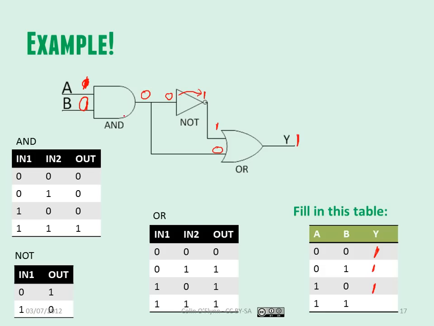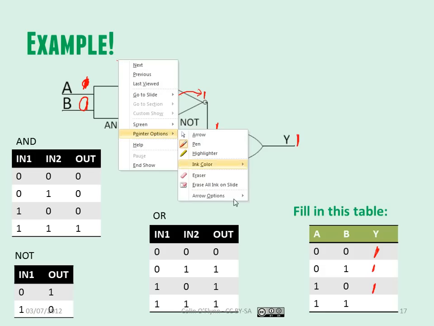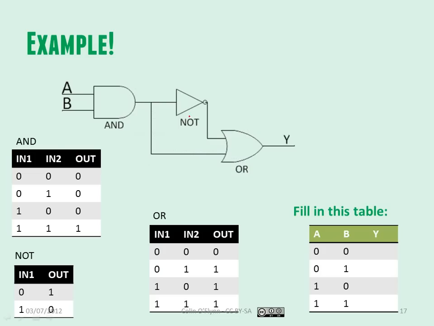Finally, if we have 1 and 1, so 1, 1 there, the output here of the AND gate, so you go to this line, will be 1. The 1 goes through the NOT gate, becomes a 0, 0 here, and this one goes down, and the output again is 1. So in this case, the output for all states is 1. So it's a very, very simple example. But you can follow that same procedure for more complicated circuits.